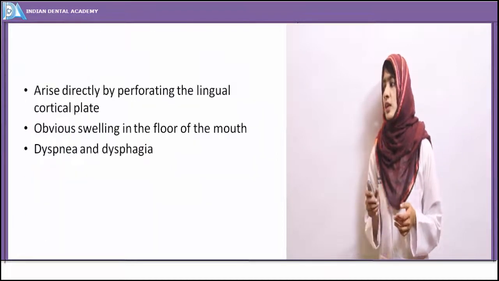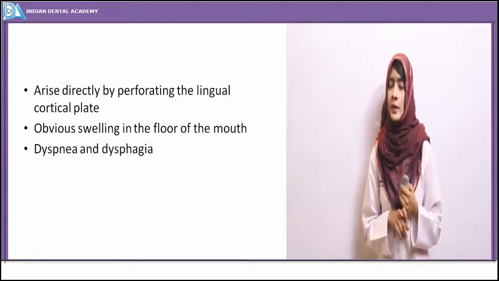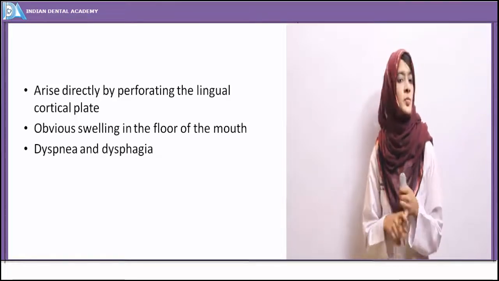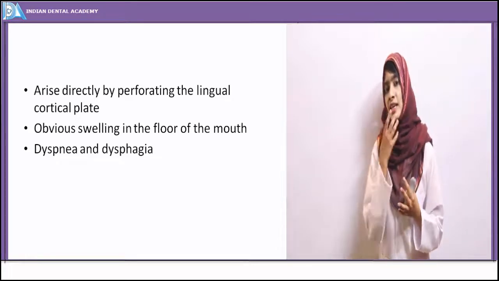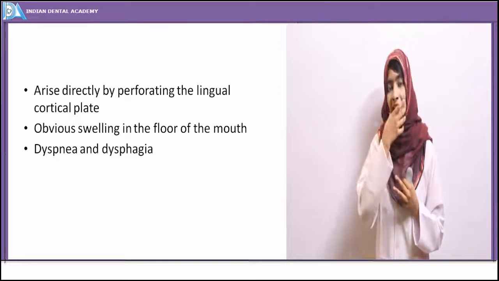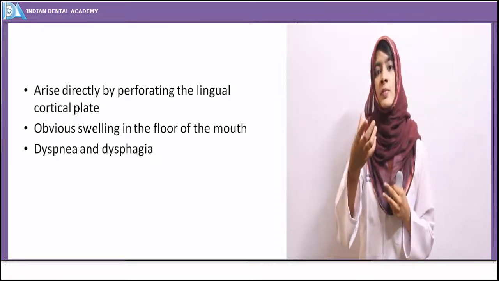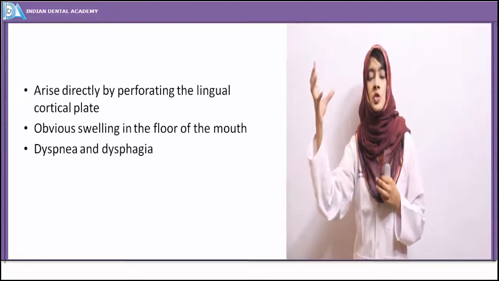An abscess arises directly by perforating the buccal cortical plate because of an odontogenic infection. It perforates the cortex of the bone and involves the cortical plate. Clinically you can see swelling in the floor of the mouth, and associated elevation of the tongue is seen sometimes because it's involving the floor of the mouth, right? The swelling presents such that the tongue appears to be elevated.